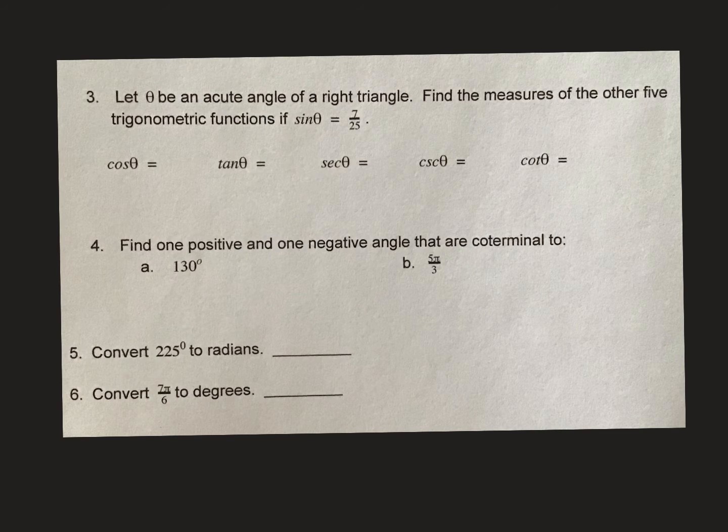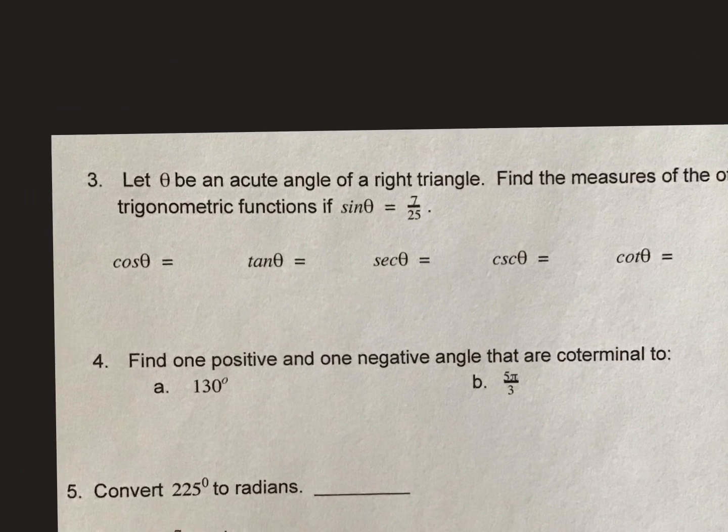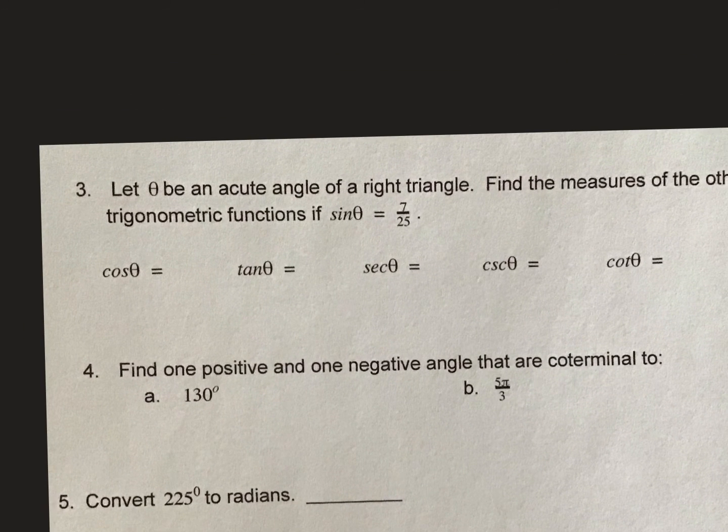All right, number 3, let theta be an acute angle in a right triangle. Find the measure of the rest. It's giving you sine is 7/25. Now, in this one, what you need to do is draw your own triangle. It's telling you that sine is 7/25. So I'm going to come up here, draw my right triangle, and put theta right there. Sine is opposite over hypotenuse, which is 7/25.